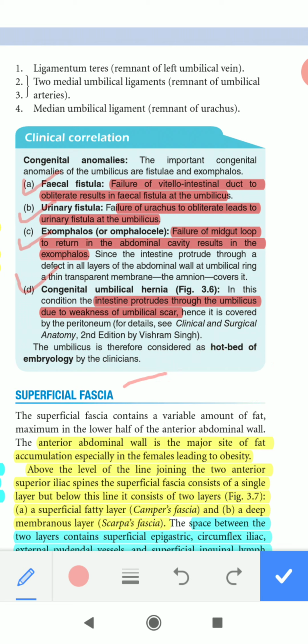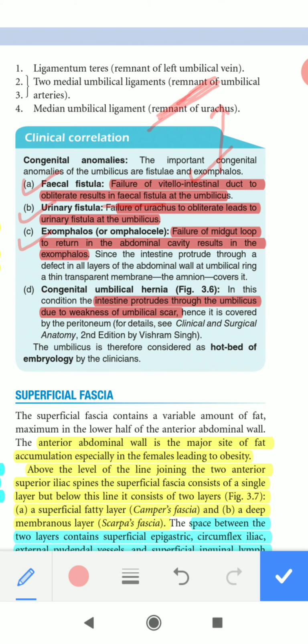In short, if there is a defect in the embryological region, it may result in a fecal fistula. That means failure of the vitellointestinal tract to obliterate results in a fecal fistula at the umbilicus. There will be a connection between the umbilicus and the midgut. So through the umbilicus, fecal matter will come. This is called fecal fistula.